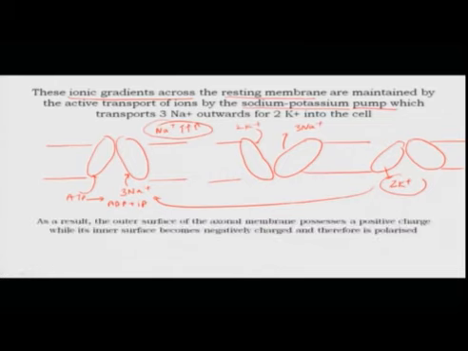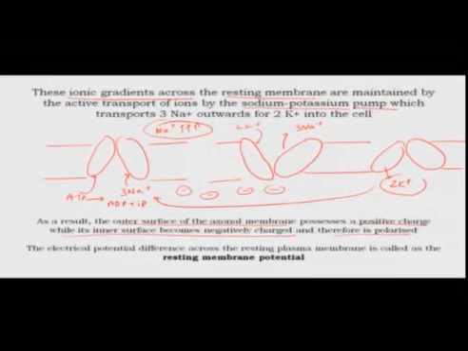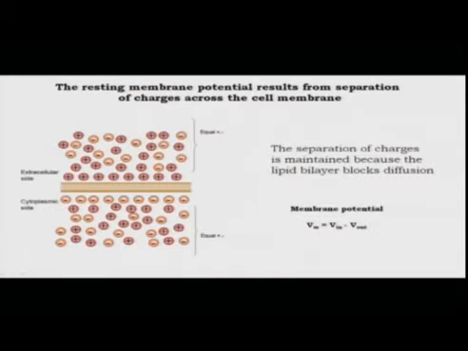So, as a result, the outer surface of the axonal membrane possesses a positive charge, while its inner surface becomes negatively charged and therefore is polarized. Why? Because you have a lot of negatively charged proteins present inside, which can never go out of the cell because of the phospholipid barrier. This electrical potential difference or charge difference across the resting plasma membrane is known as the resting membrane potential.